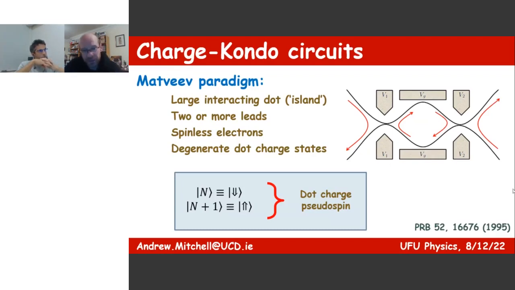All the other states, because of the finite charging energy, would be higher in energy, and at low temperatures could be neglected. And so you can regard the two charging states, N and N plus one electrons, as a charge pseudo-spin, as I've indicated here. You can imagine N electrons as a down and N plus one electrons as an up. Remember, the actual physical electrons are spin polarized, but we regard these two collective macroscopic charge states as a charge pseudo-spin. But these are not in complete isolation, because we connect this quantum dot to metallic electrodes.